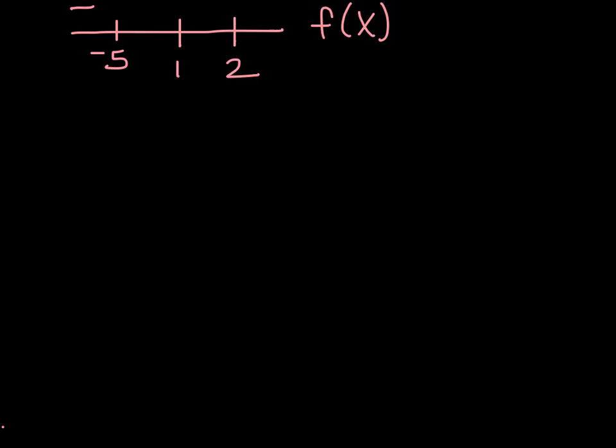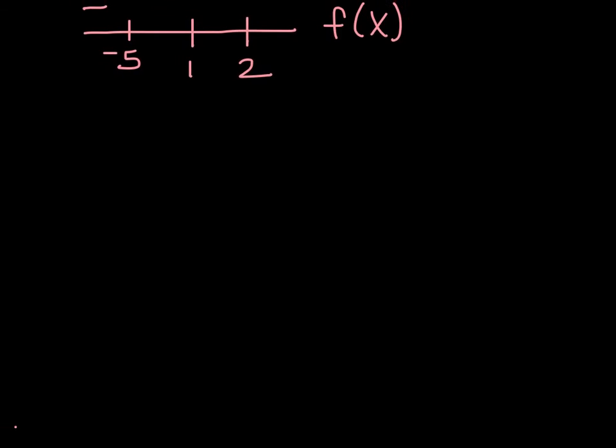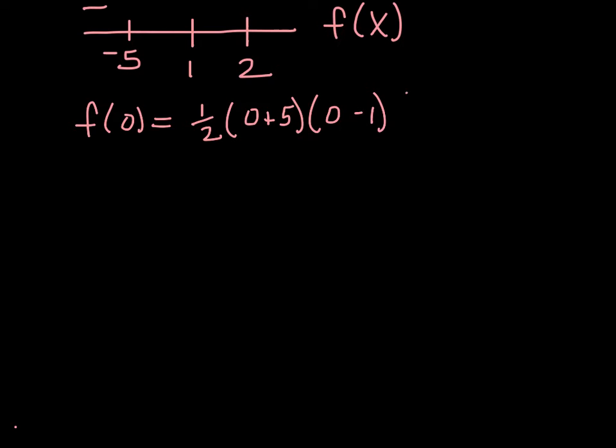So between negative 5 and 1, I would want to pick, let's say, maybe 0. That would be something that should be pretty easy, I think, right? So we're going to do f of 0. All right, so we go back and we look at the original equation, and we've got 1/2. You have x plus 5, so I'm going to put in 0 plus 5. Then we've got x minus 1, so I'm going to do 0 minus 1. And then we have x minus 2, so I'm going to do 0 minus 2.